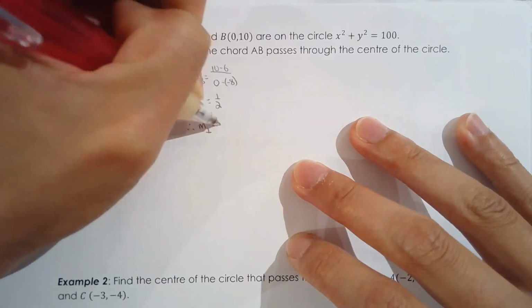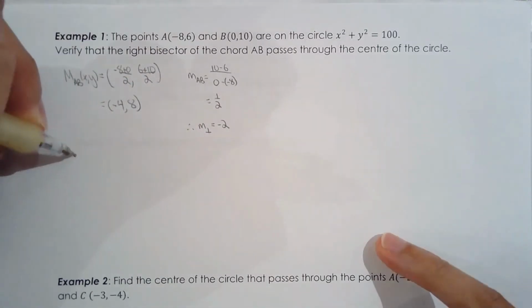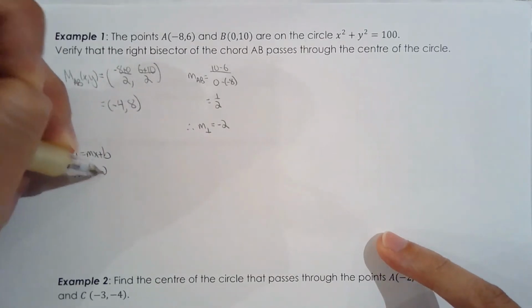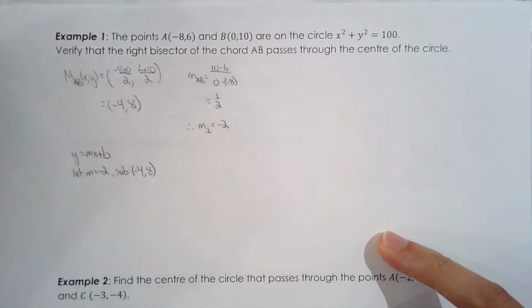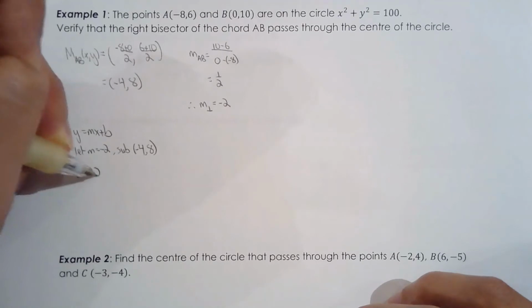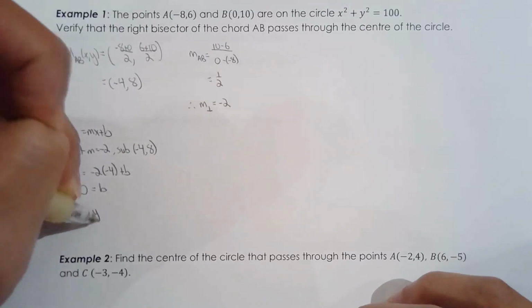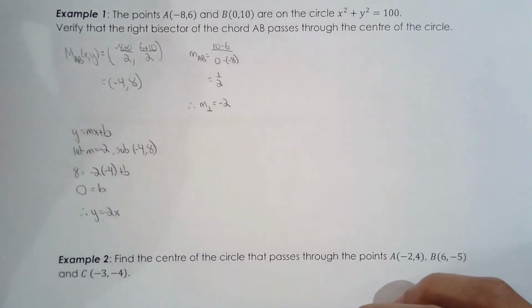Therefore, the perpendicular slope must be negative 2, because this is a right bisector. It has to be perpendicular to AB. So since the slope of AB is 1/2, my right bisector must have a slope of negative 2. So y equals mx plus b. Let m equal negative 2. Now I'm finding the equation of the right bisector, by the way, and I'm going to sub in the midpoint of AB, because that's the only point I know of that's on the right bisector. Okay, so I know that the right bisector of chord AB has an equation of y minus 2x.